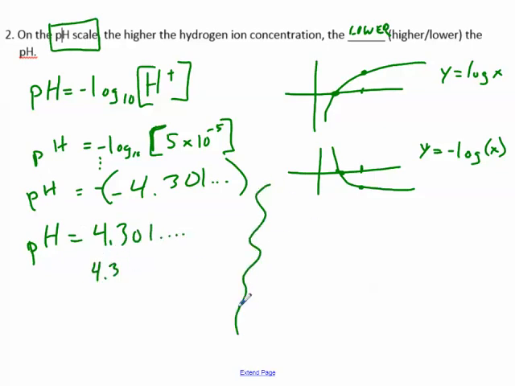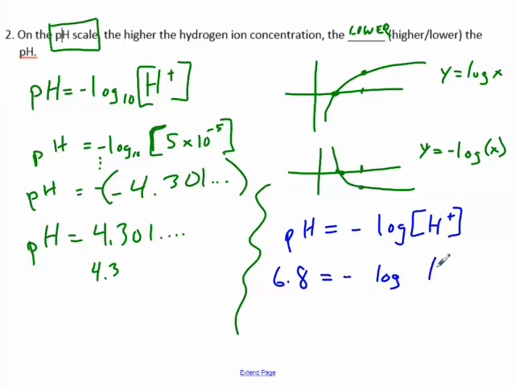Now a different situation might be if I give you, let's say, a pH, and we have to find the hydrogen ion concentration. We start with the same idea. There's our definition of a pH. pH equals negative log of a hydrogen ion concentration. If I give you that the pH is like 6.8, we measured it, let's find out what the hydrogen ion concentration is. We can do the same idea, and all we're doing is rewriting this and reminding ourselves that this is a log base 10.